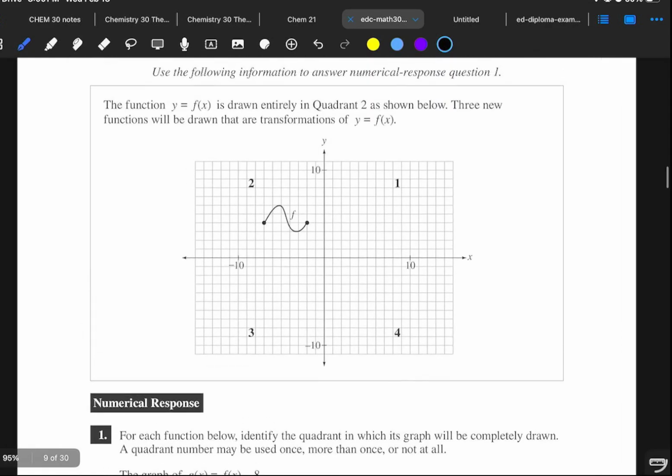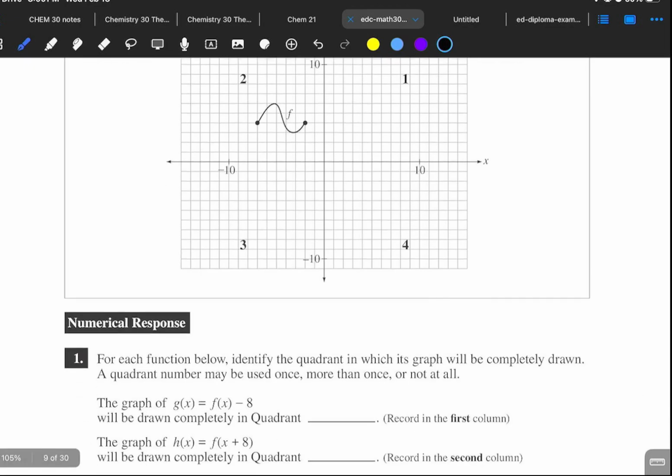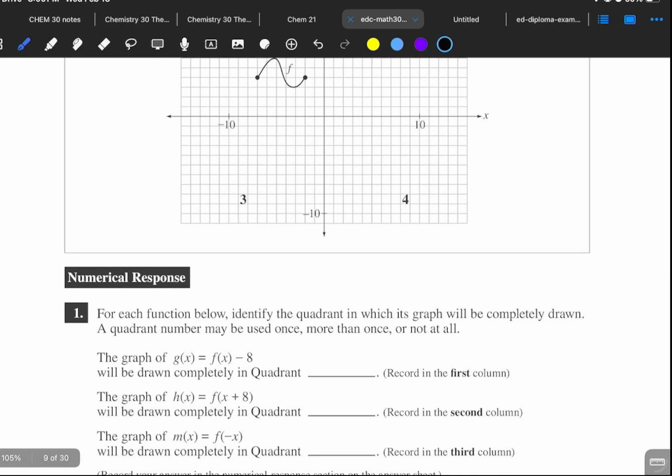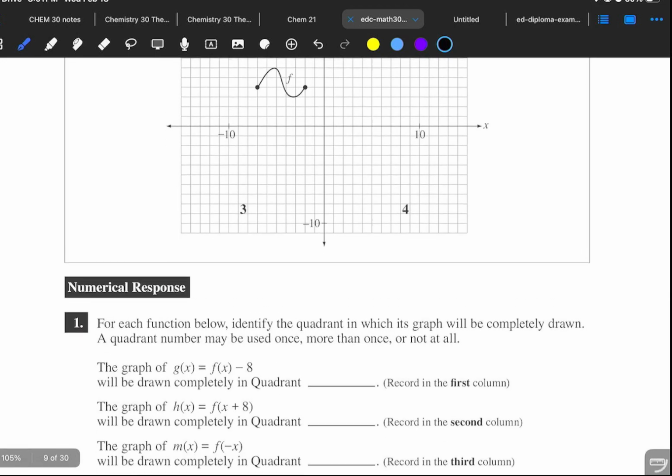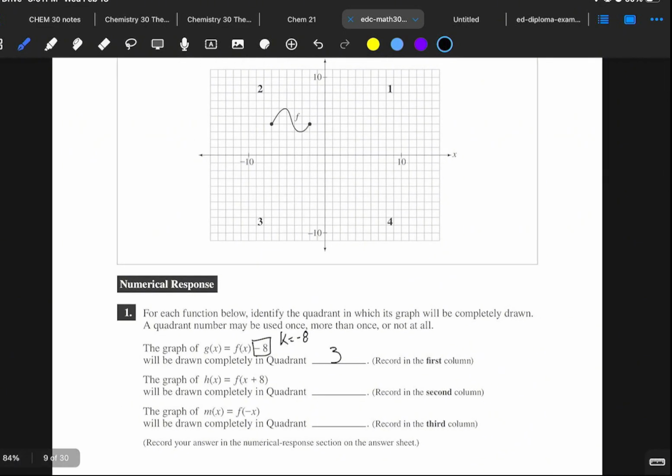So now f of x is drawn in quadrant 2 completely. And we want to look at the new functions that will be drawn and which quadrant respectively they will be after applying some transformations. So this new graph is, the first graph is translated 8 units down. So if we're moving 8 units down, just notice that k is equal to -8. That would translate to a vertical translation 8 units down. You can count this out. 1, 2, 3, 4, 5, 6, 7, 8. You would end up in quadrant 3, somewhere in quadrant 3. I'm not going to draw it out, but you would end up in quadrant 3 if you were to translate the whole thing 8 units down.